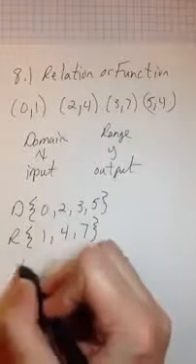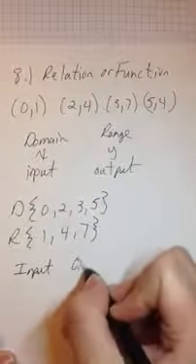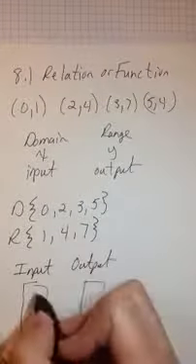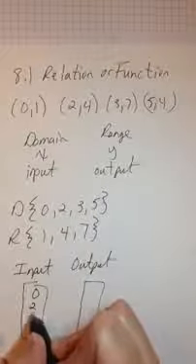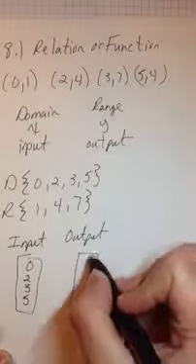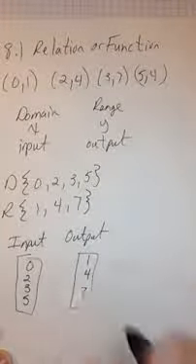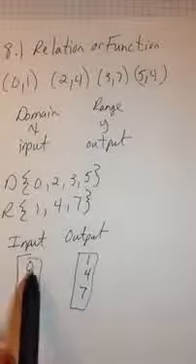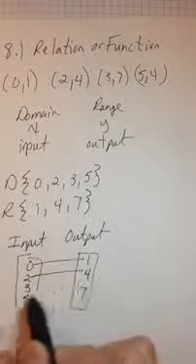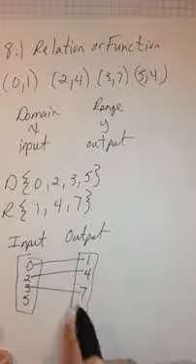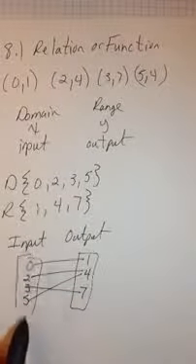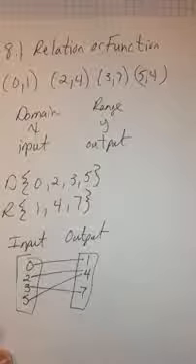I can also be asked to map my domain and range in my relation. So I have an input and an output. My input is my x: 0, 2, 3, and 5. And my output is my y: 1, 4, 7. So when I have an input of 0, my output is 1. When I have an input of 2, my output is 4. An input of 3 gives me an output of 7, and my input of 5 gives me an output of 4. So for each input, I get one unique output.